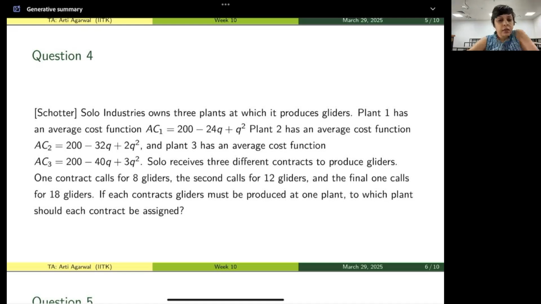So this question basically says Solo Industries owns 3 plants at which it produces gliders. Okay, plant 1 has an average cost function given as this. Plant 2 has an average cost function given as this, AC2 equal to whatever, and plant 3 has an average cost function given as whatever. Okay, it's given the functions. Now, Solo receives 3 different contracts to produce gliders. One contract calls for 8 gliders, second for 12 gliders, and the final one calls for 18 gliders. Now, if each contract's gliders must be produced at one plant, to which plant should each contract be assigned?